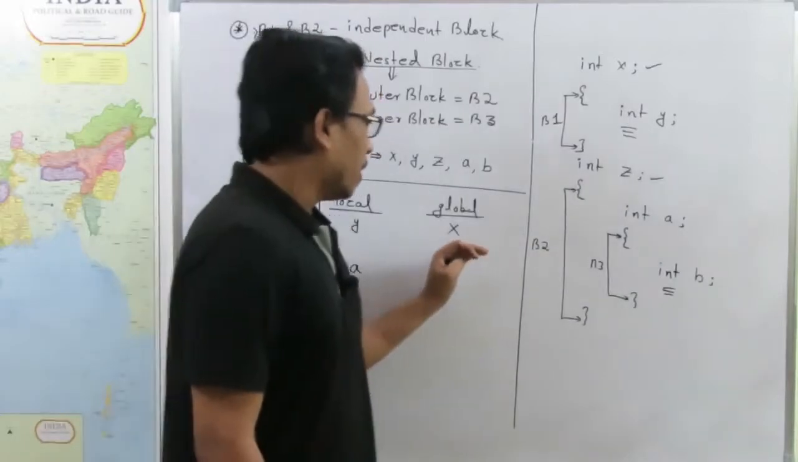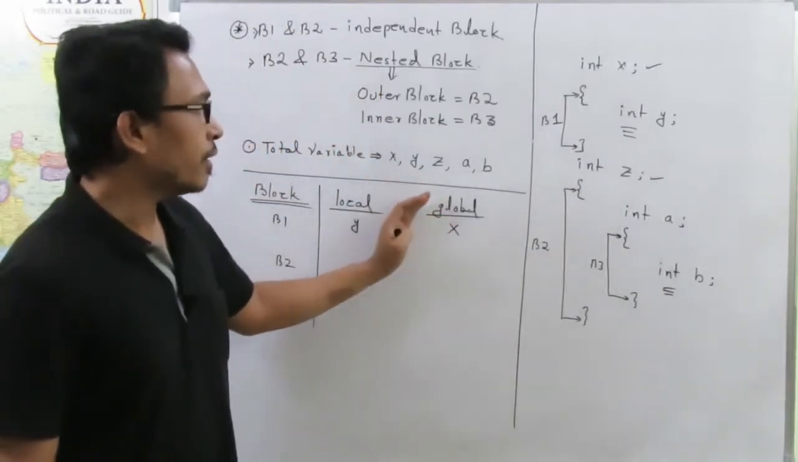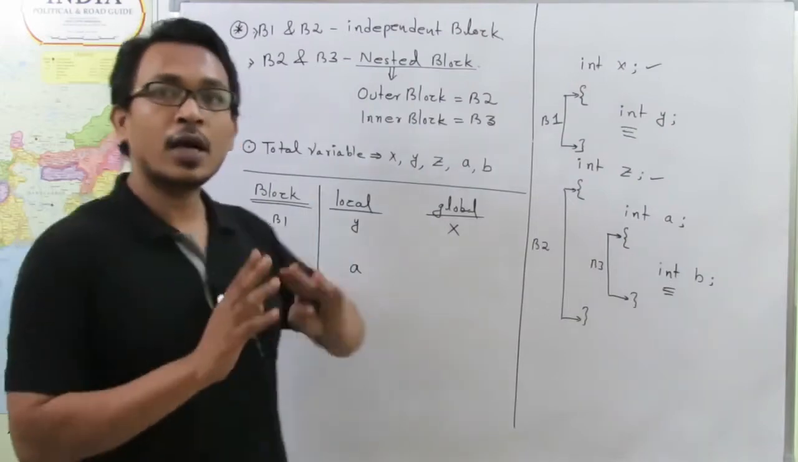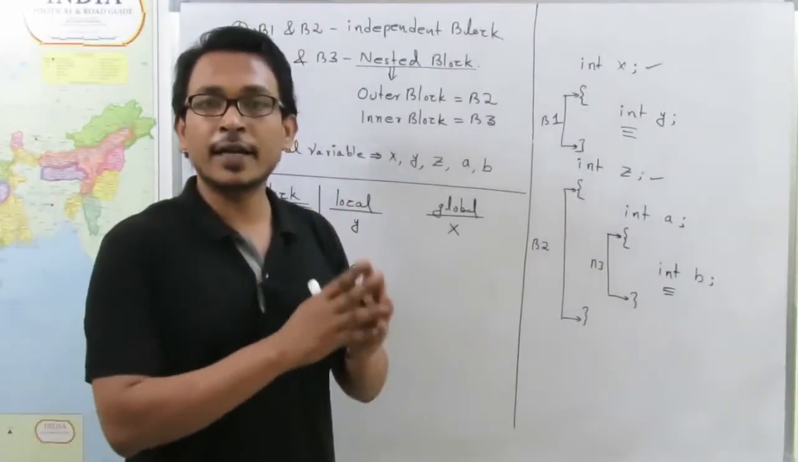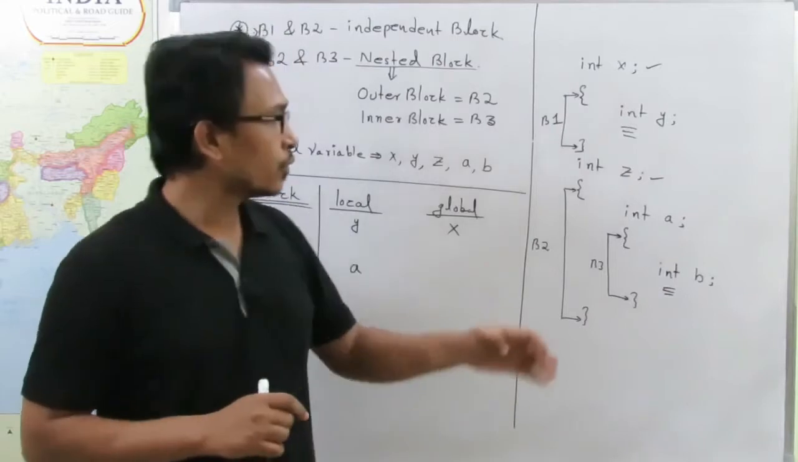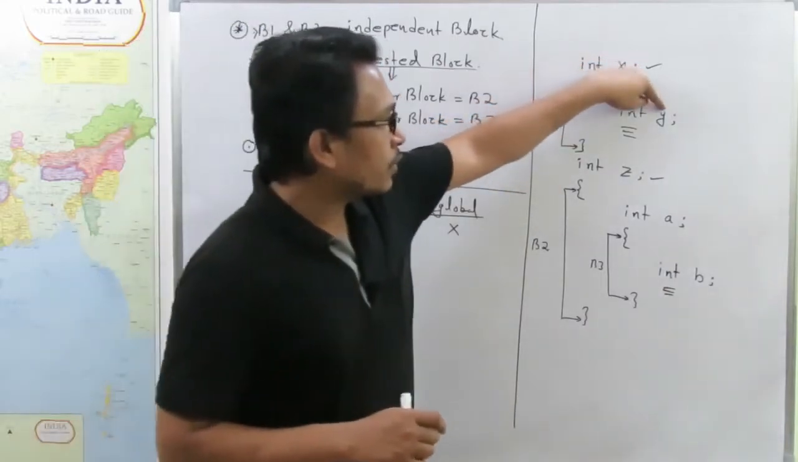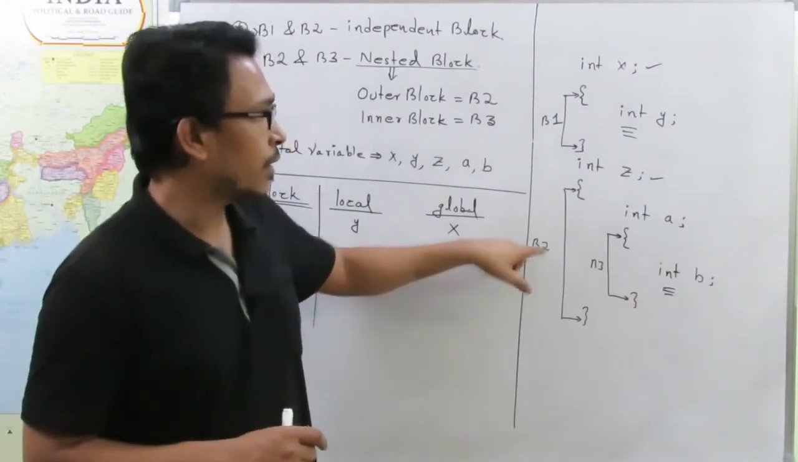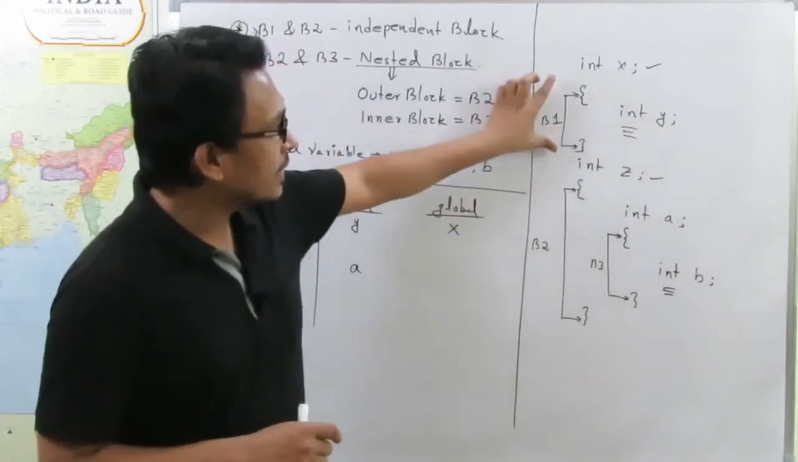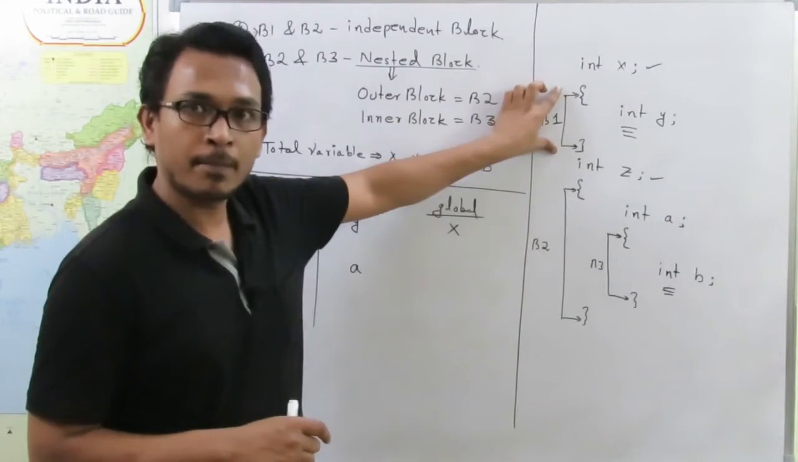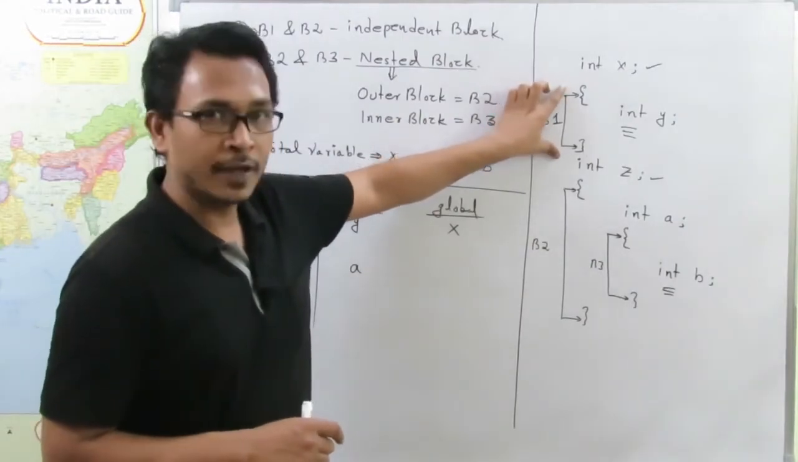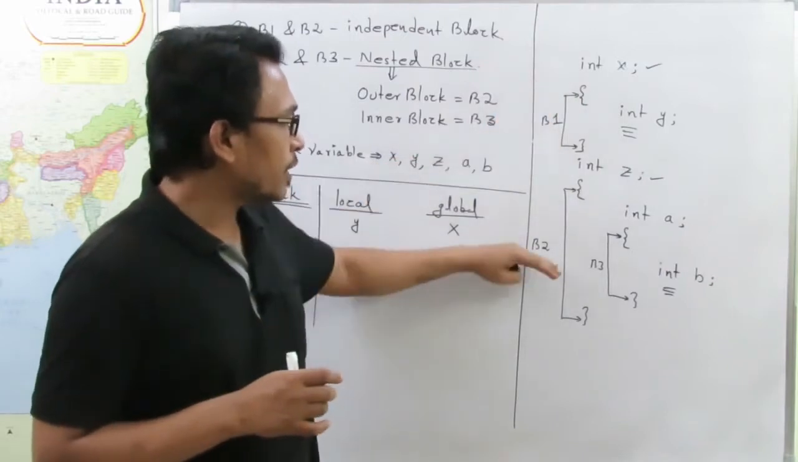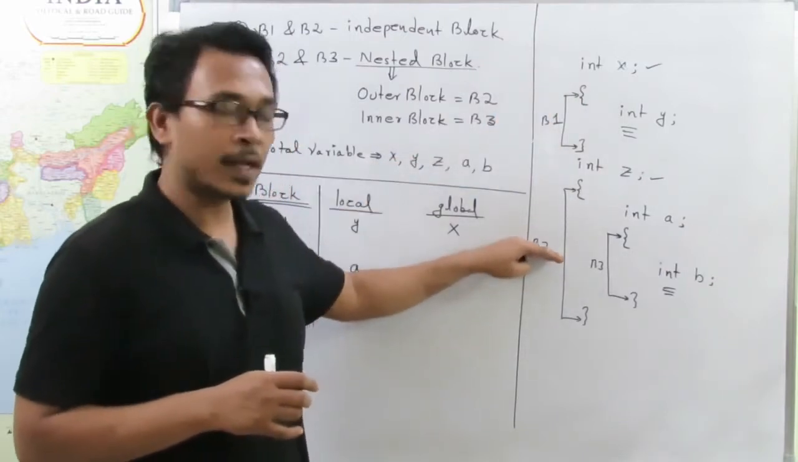Now for global variables, which variables are declared above B2, those are not declared inside any block. So look here, the Y variable is defined above this block B2, but Y is defined inside the block B1. Clear? That means this one is a local variable. This one is not a global variable with respect to this particular block B2. Clear?